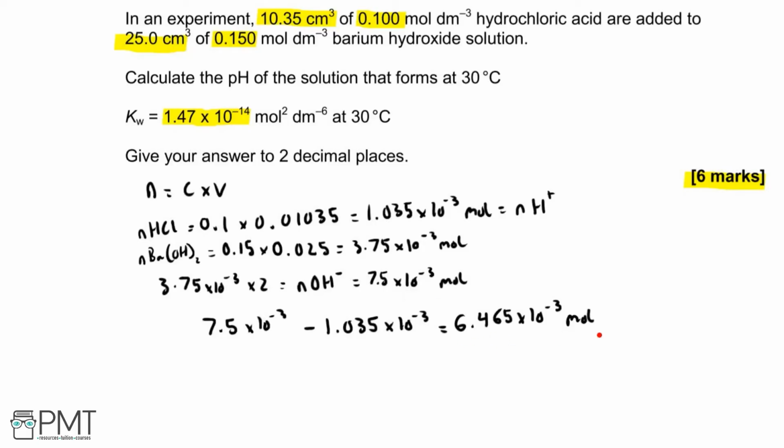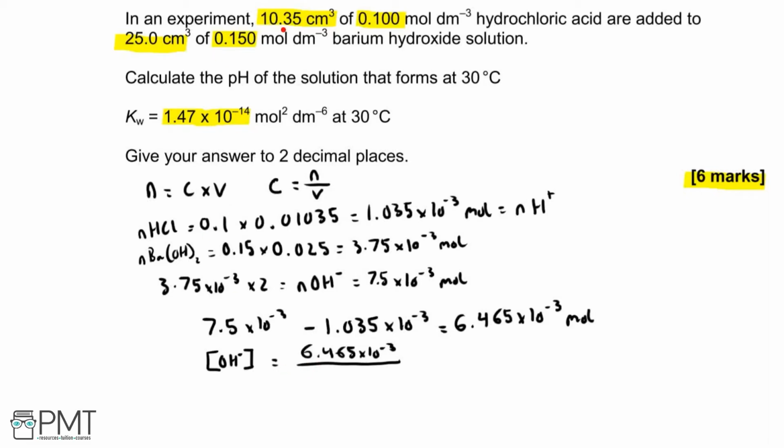So now that we have this value, we have the moles of hydroxide ions left after the reaction has taken place. So using this, we now need to start calculating the concentration of our hydroxide ions. So that's our square brackets OH minus here. Now, rearranging this equation, we will see that concentration is equal to moles divided by volume. So we're going to have 6.465 times 10 to the minus 3 divided by the total volume of the solution.